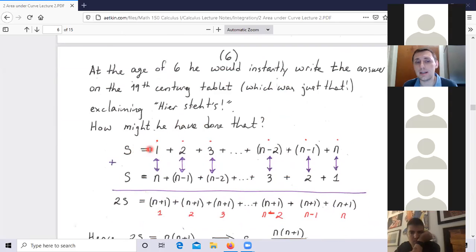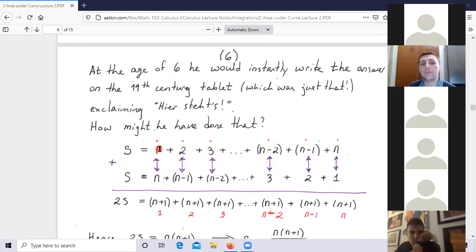So we can write the sum in increasing order, 1 plus 2 plus 3 all the way to n, or I can write the summation in decreasing order. You understand? Starting from the biggest number and then adding the next biggest and then the next biggest until I get to 1. And then if I add those two forms together, I will get 2 times the sum, right? S plus S is 2S.